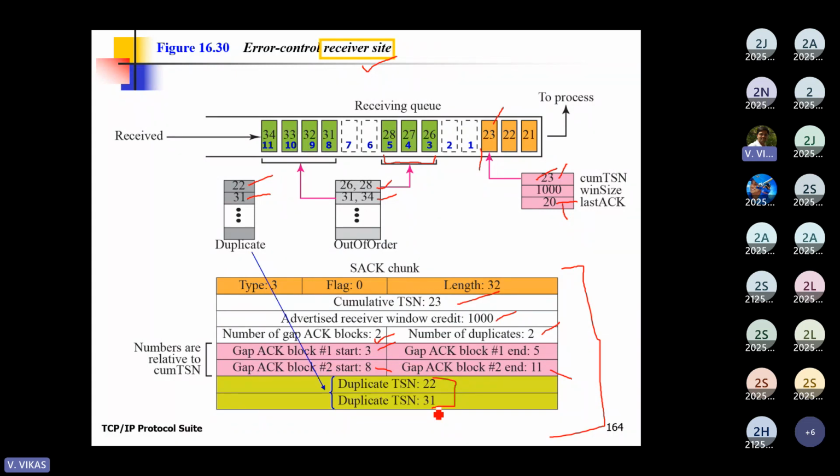So we are providing complete information here. I am providing the acknowledgement. I am providing whether there are any issues with respect to missing packets. I am also providing information with respect to duplicate packets that I have received. So the complete information at the receiver side has been advertised by the selective acknowledgement. Clear what is happening here?